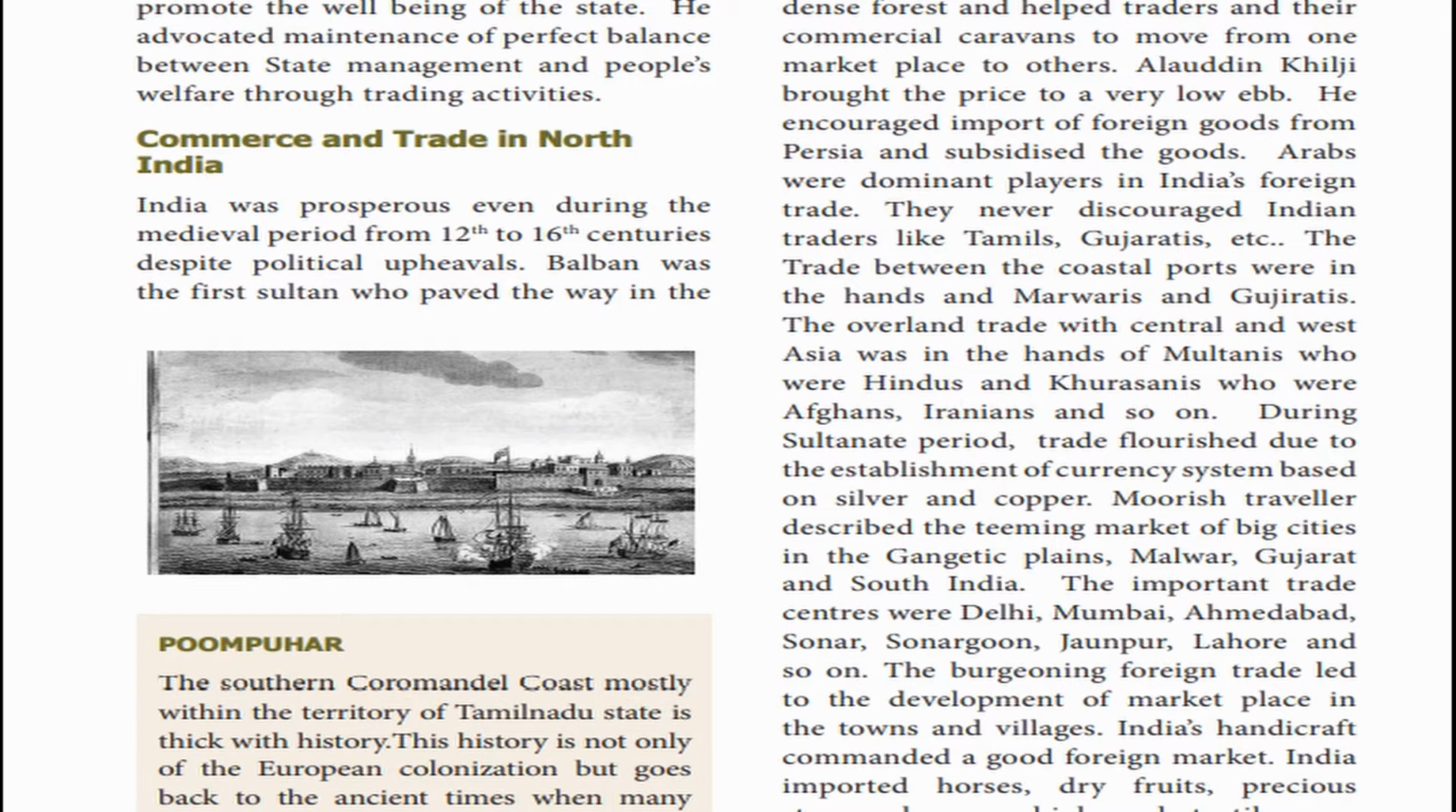The trade between the coastal ports was in the hands of Marwaris and Gujaratis. The overland trade with Central and West Asia was in the hands of Multanis, who were Hindus, and Khurasanis, who were Afghans, Iranians, and so on.